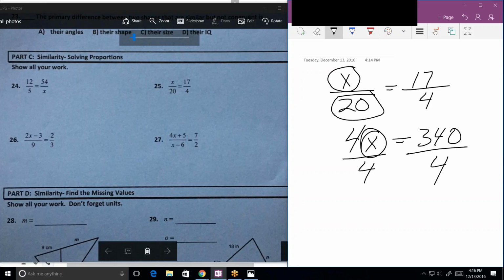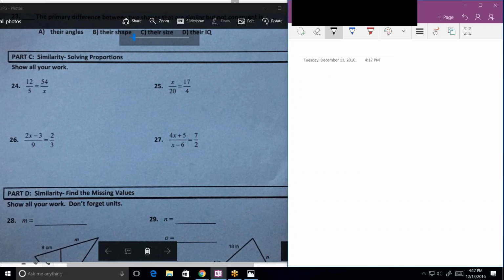And getting rid of that 20 was particularly easy in this case because 20 and 4 reduce. So I never had to deal with a number greater than 85, whereas the way you did it, you had to deal with this big number 340. So it's a little better to not cross multiply on that one. How about this one?